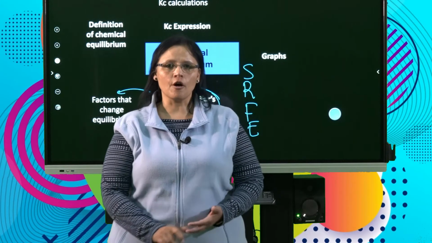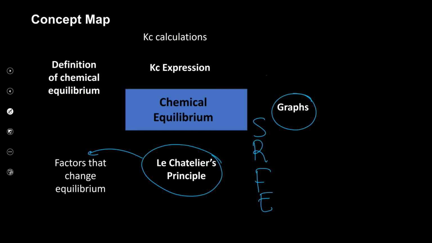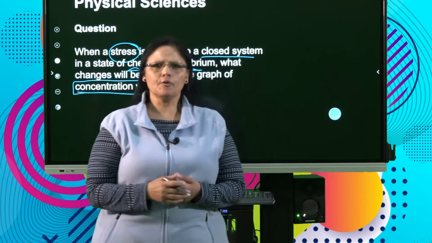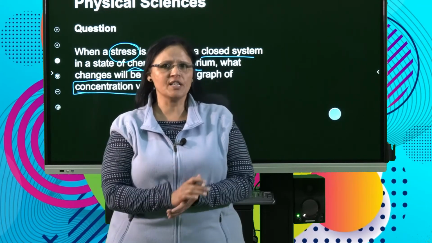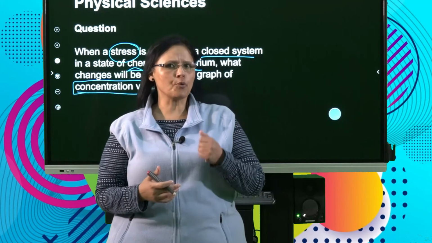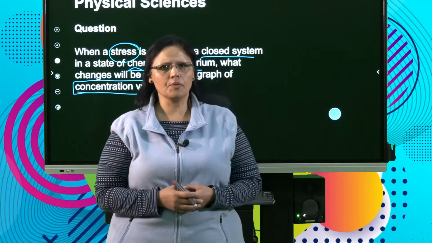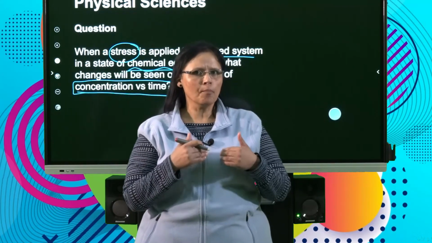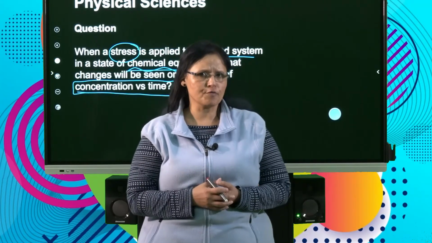In this session, I would like us to look at graphs. I specifically want us to look at concentration graphs. And these concentration graphs are now linked to Le Chatelier's principle. When a stress is applied to a closed system in a state of chemical equilibrium, remember this stress must be applied where there's chemical equilibrium, what changes will be seen on the graph of a concentration versus time graph? So we've seen the rate graphs a little earlier. We spoke about the changes in the rate of your forward and your reverse reaction. But whilst we were looking at the rate graphs, I also brought up for the example of the production of ammonia, I also showed you how it will look if we look at the concentration of the different substances that are used. So this session will basically focus on how the concentration time graphs look.